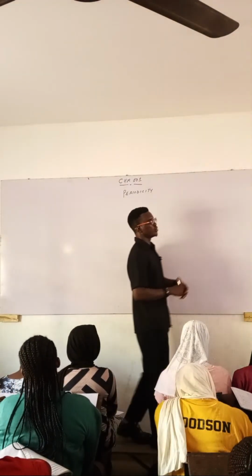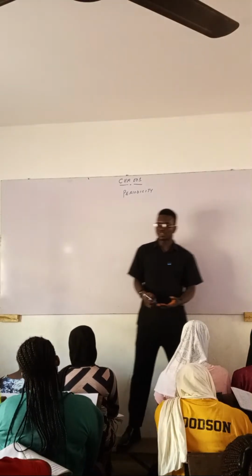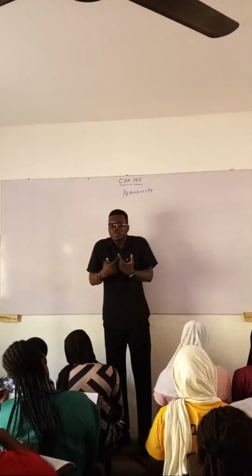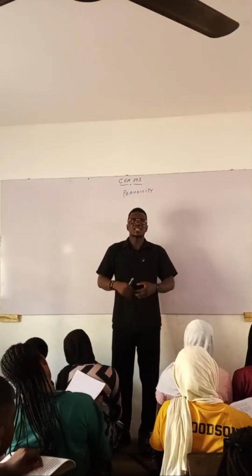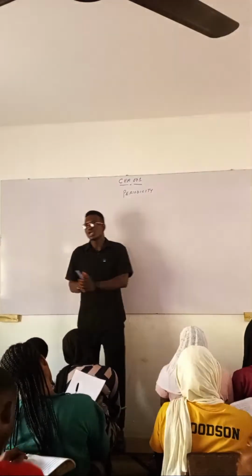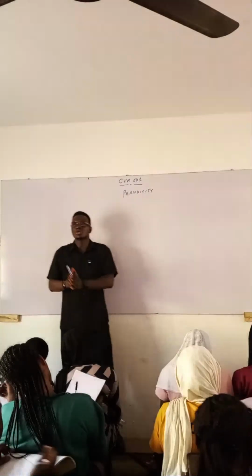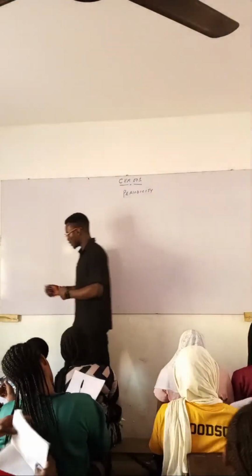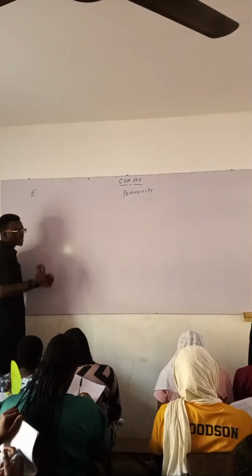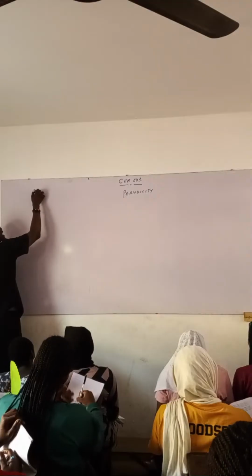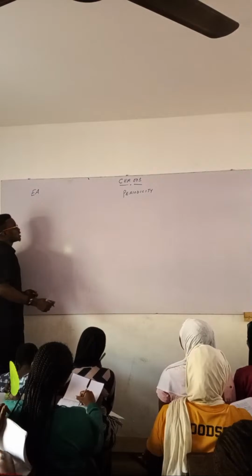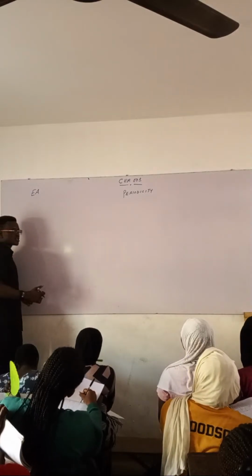So now, we want to look at electron affinity. Electron affinity is simply defined as the energy that accompanies, or the energy that is released, when an electron is added to a neutral atom in its gaseous state. So if you hear that energy required, that is ionization energy. But if you hear that energy released, or energy that accompanies a reaction, that is called electron affinity.